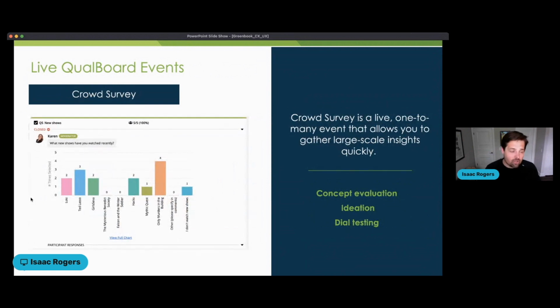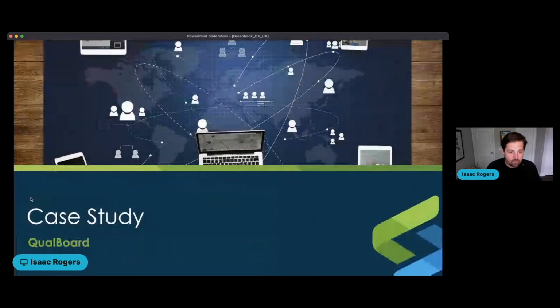We've even launched a new feature called Crowd Survey, which is a real-time group survey where you bring people in, usually a larger audience, and you can ask questions live and they pop up on the screen. The respondents answer live. Don't use this as much in CX and UX. This is typically more about adding concept testing or testing things live, like a sporting event or something on TV. But this is yet another feature inside of the platform that once you get access to QualBoard, you can use across the entire spectrum. So those are the event types that we have in the system.